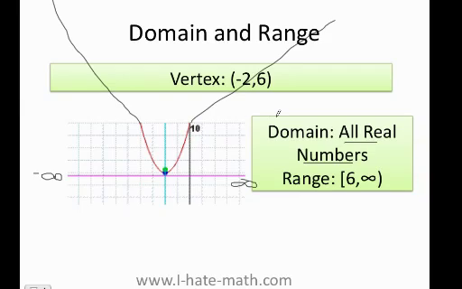However, the range is going to be given by the vertex. Remember, the range is all the values that y can be. Since the vertex tells me that the value of y is 6, my range is going to go from 6, including it, to infinity. Remember, here I have positive infinity, and here I have negative infinity. So that's how easy it's going to be. We're going to do another example.